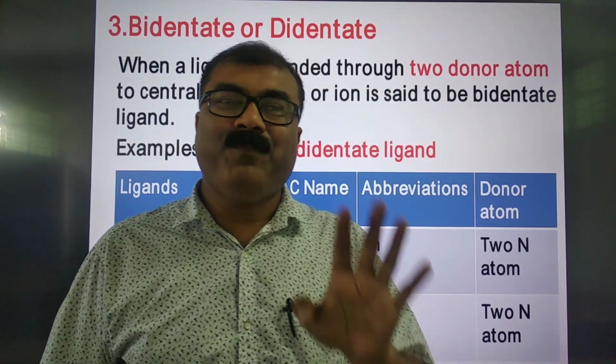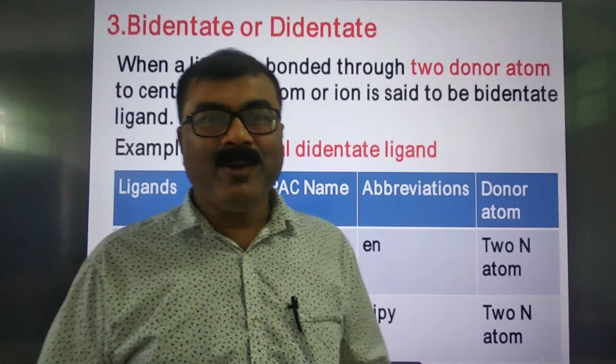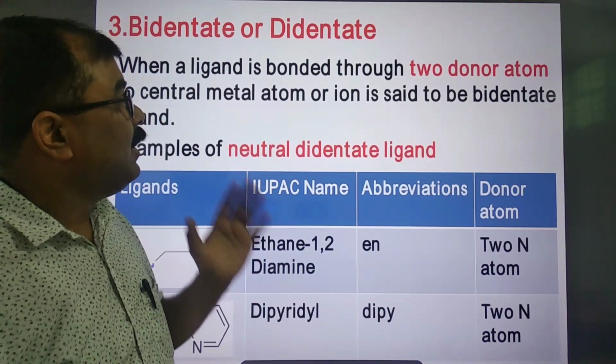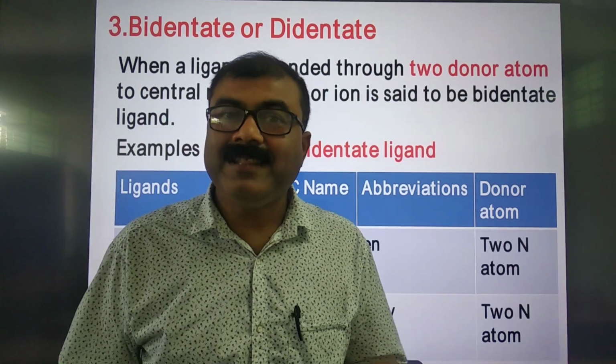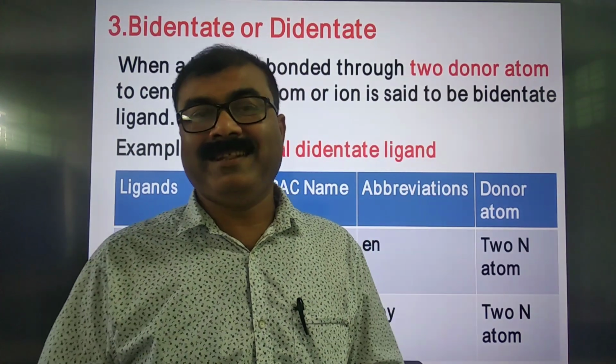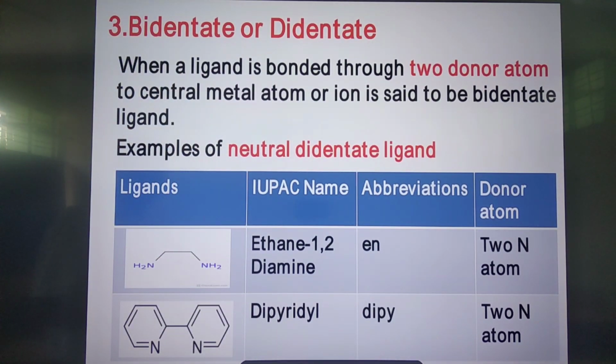Okay, today is my fourth video on coordination chemistry and we are going to learn mainly bidentate, tridentate, tetradentate, pentadentate and hexadentate ligands and their examples. Okay, what are bidentate ligands?